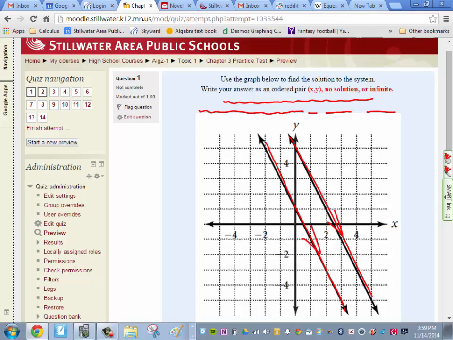But they never do because they're parallel lines. Therefore, in this situation, it's either no solutions or infinite solutions. Because they never touched, you don't have a line on top of another line, so there's not infinite solutions. In this situation, it's no solutions. So that's what we're going to type in right below here, no solutions.